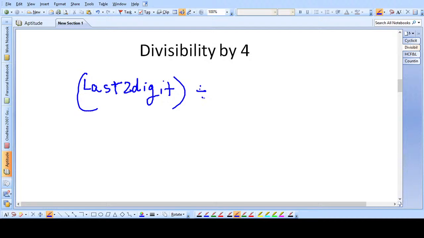So if the last two digits of a number are divisible by 4, that means the given number will be divisible by 4. Let's take a bigger number, 864. Suppose it is asked in the question whether it is divisible by 4. I have to take the last two digits, 64, divide it by 4, and check whether it is divisible by 4 or not.